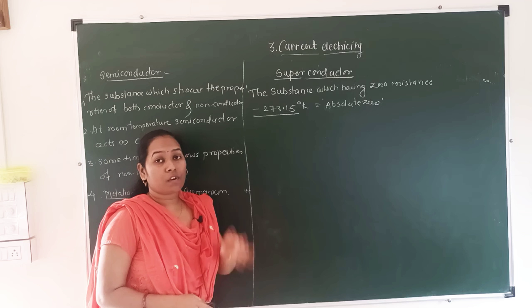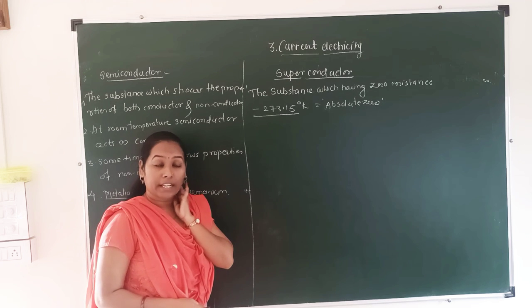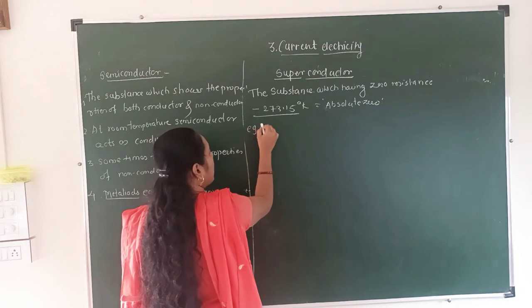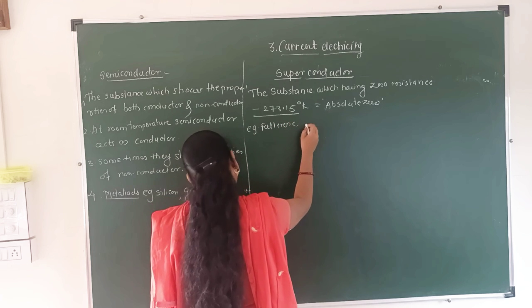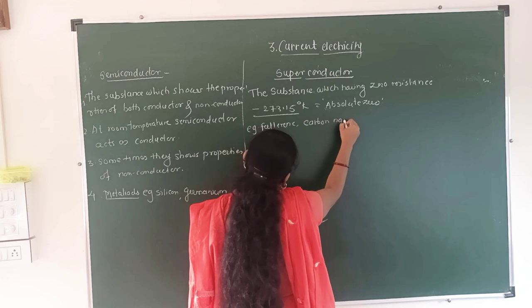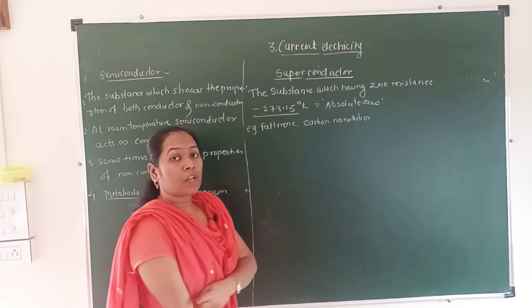What are the examples for superconductors? Superconductors are those which have fullerene. Fullerene is an example of a superconductor, or carbon nanotubes. These are the examples for superconductors.